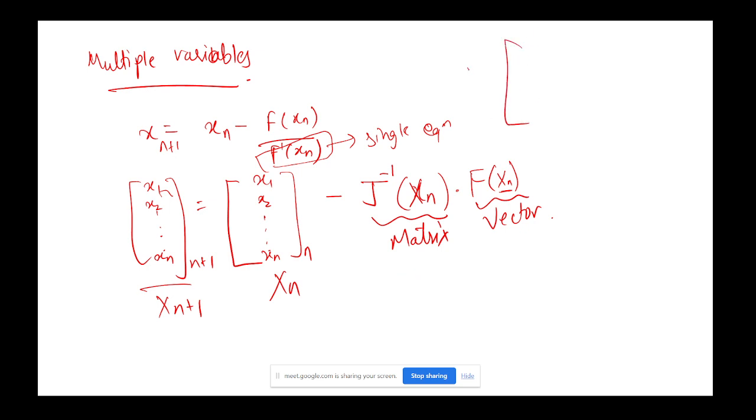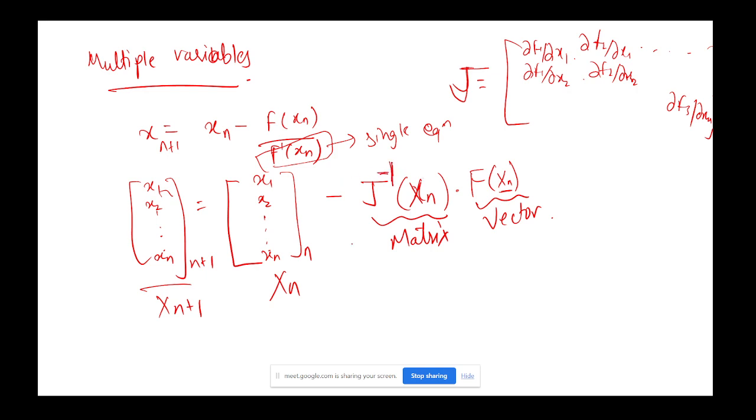So this Jacobian matrix will be nothing but del f1 by del x1, del f2 by del x1, and so on, del f1 by del x2, del f2 by del x2, del f3 by del x, and because you have n functions which are related with x1 up to xn, you need to have the partial derivative of each function with respect to each variable. So that will be nothing but a matrix.